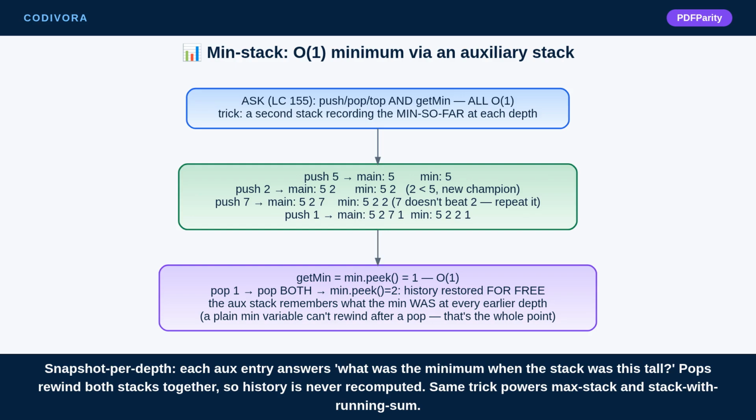Snapshot per depth. Each auxiliary entry answers, what was the minimum when the stack was this tall? Pops rewind both stacks together, so history is never recomputed. Same trick powers max stack and stack with running sum.